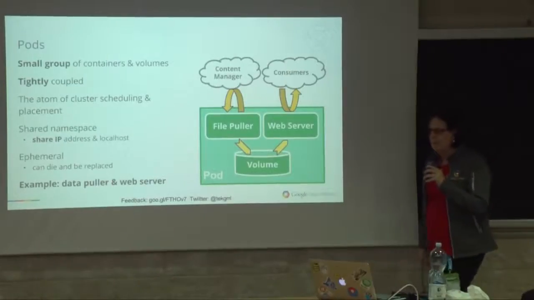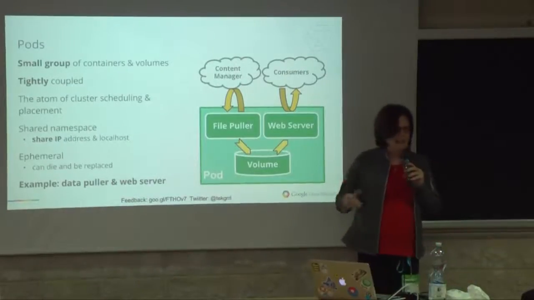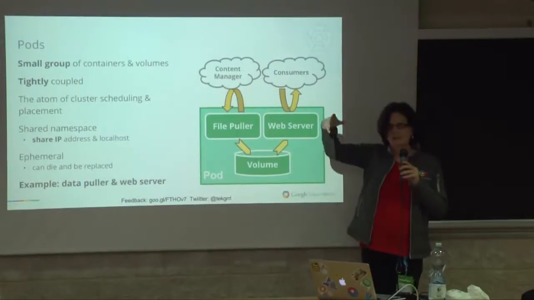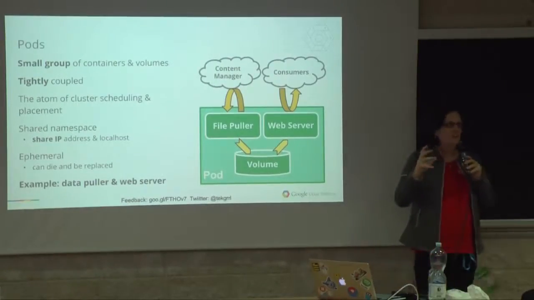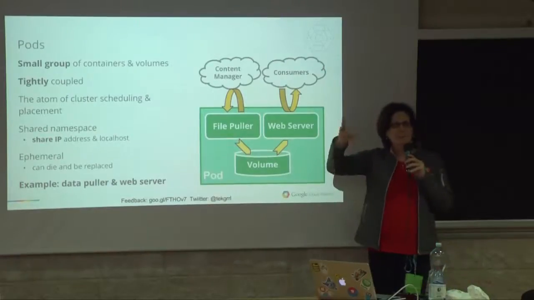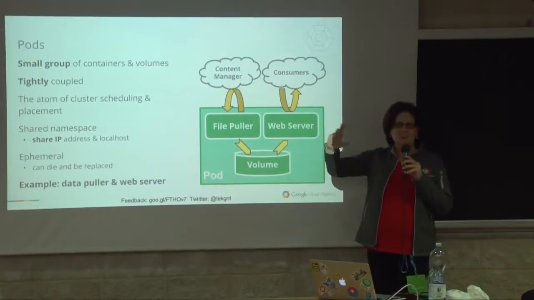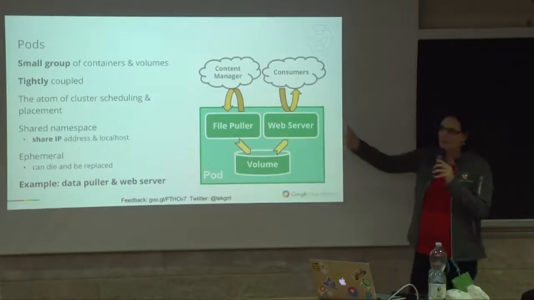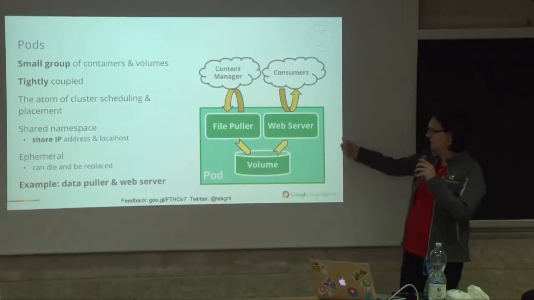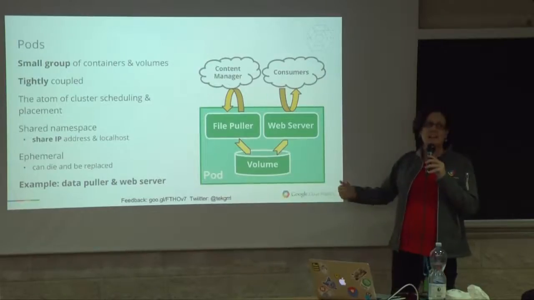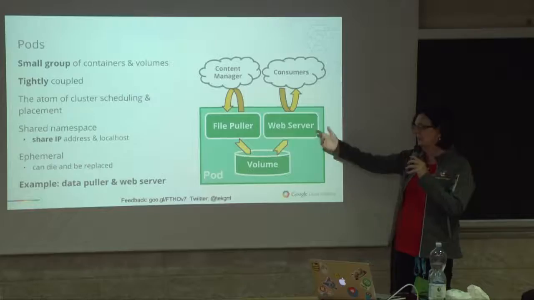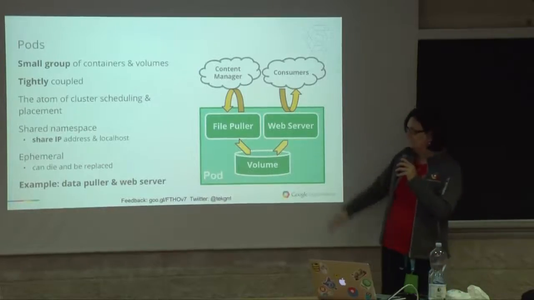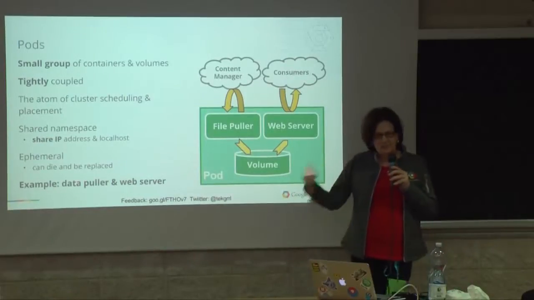The idea of a pod is a small group of containers and shared volumes. So we have containers grouped together, logically, and probably tied together by their own life cycle. So it doesn't make sense for one to exist without the other. In this case, we have a content management system file puller and a web server. The file puller will pull stuff in from the CMS, which will be served by the web server. The file puller doesn't exist without the web server, and the web server doesn't exist without the file puller. But they share data through a shared volume. So they are tightly coupled.